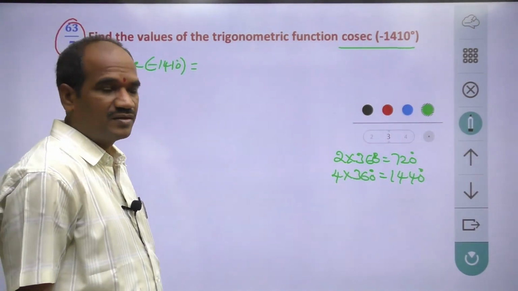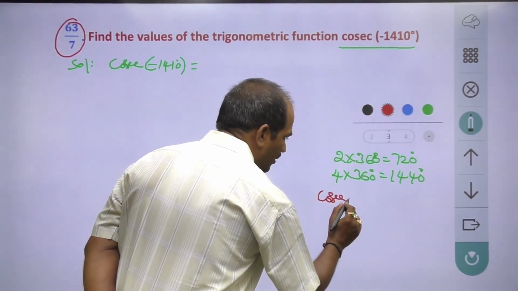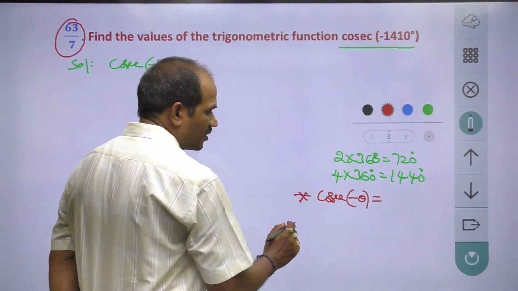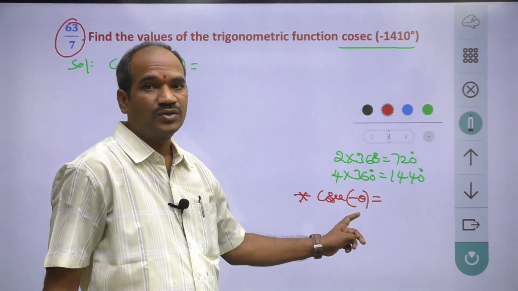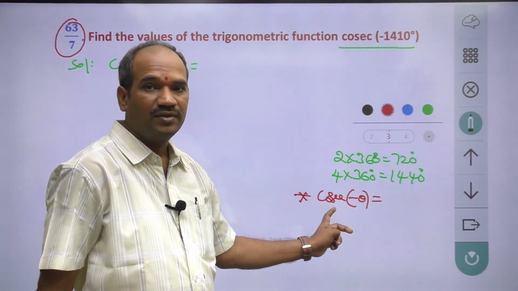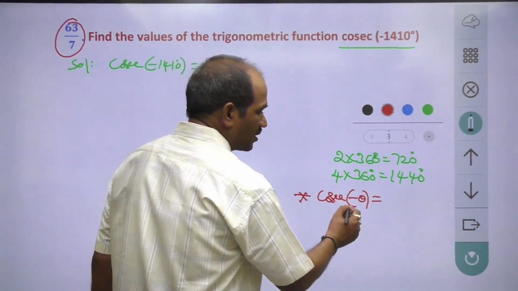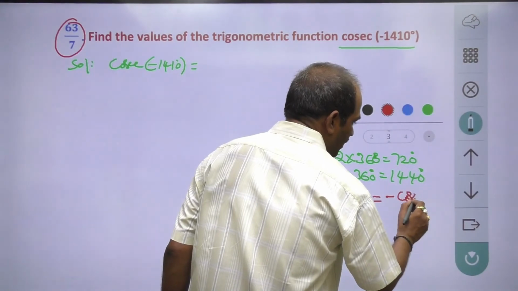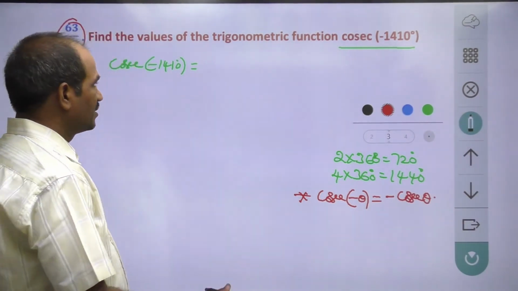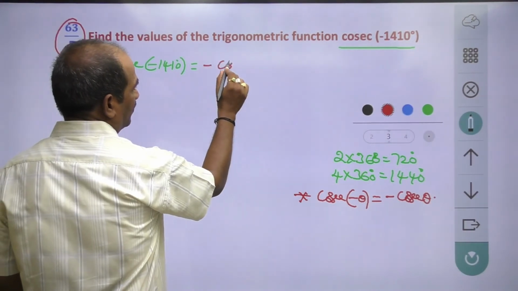Right, so next formula: cosecant of minus theta is equal to, this is the formula. Minus theta lies in the fourth quadrant, and in the fourth quadrant the cosecant value is negative. So cosecant of minus theta is equal to minus cosecant theta. This is the formula. First apply this formula: cosecant of minus theta is equal to minus cosecant theta.